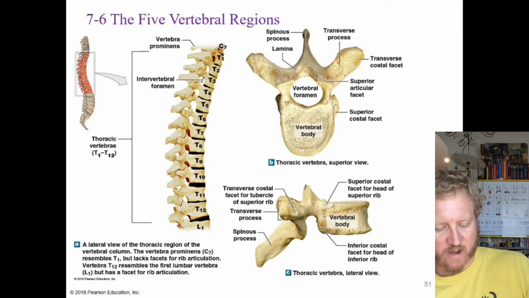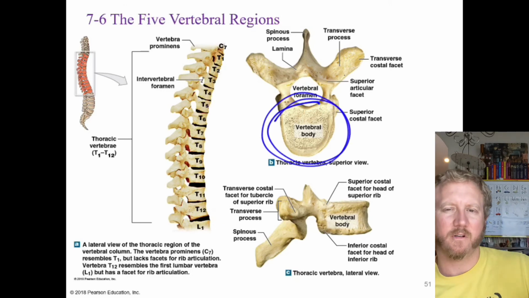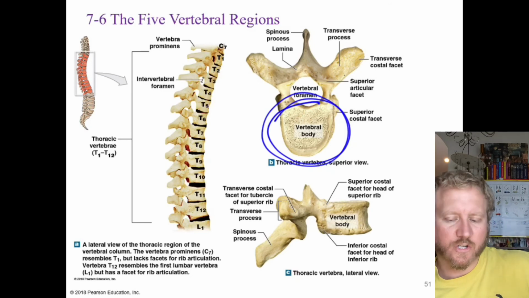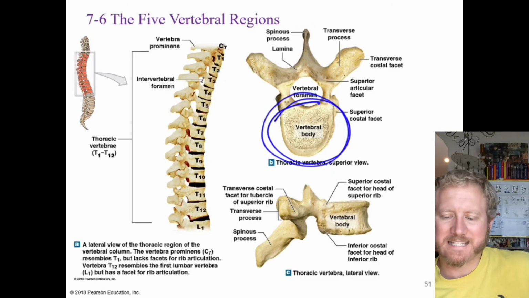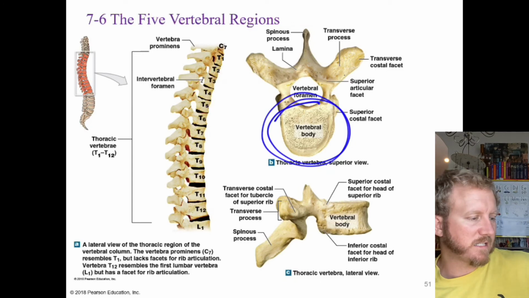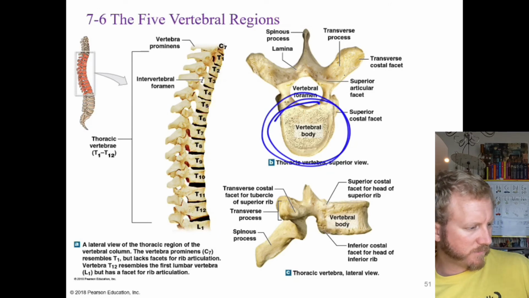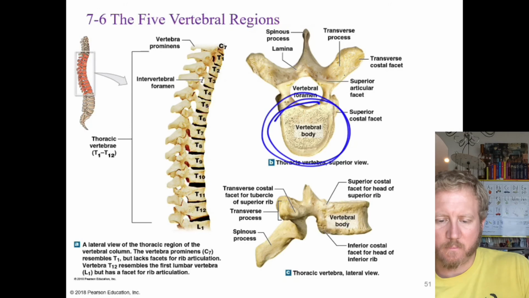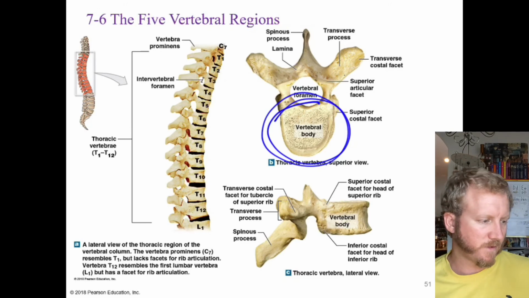vertebrae. They have vaguely heart-shaped bodies, so that kind of looks heart-shaped, like anatomical heart, not Valentine's heart. Larger bodies relative to a smaller vertebral foramen. They have long and slender spinous processes, and then they have costal facets, which I'll make sure I highlight, that are points of articulation for the ribs. Okay.